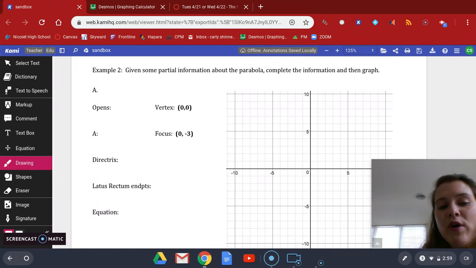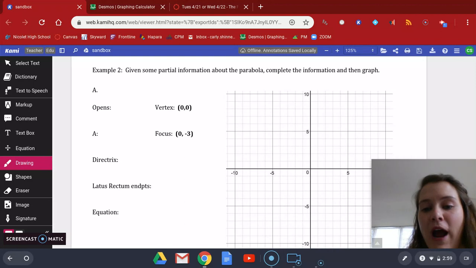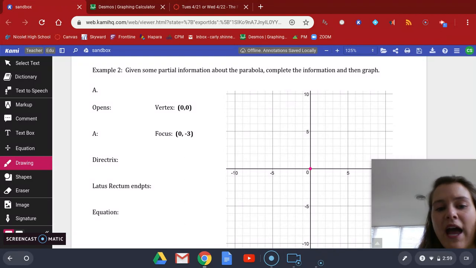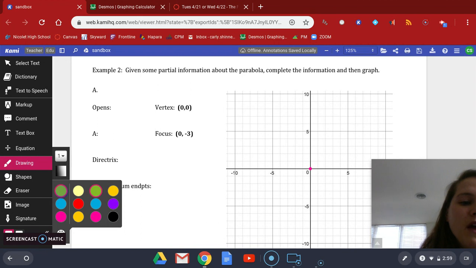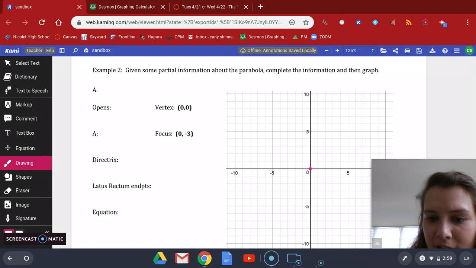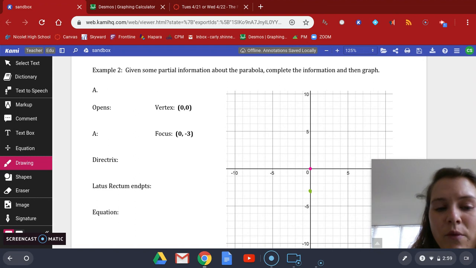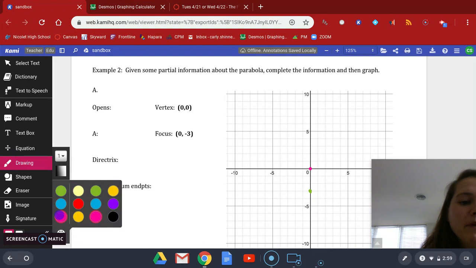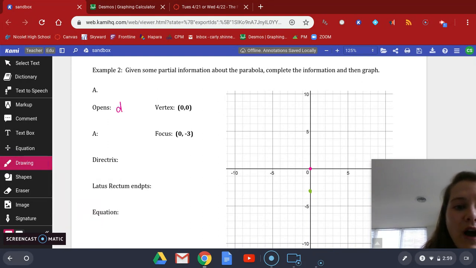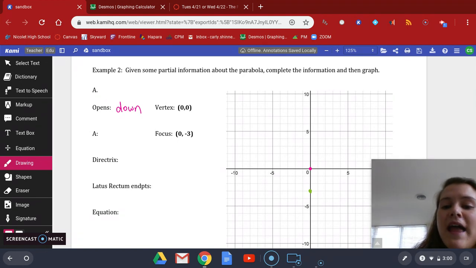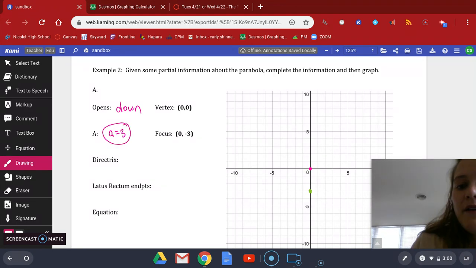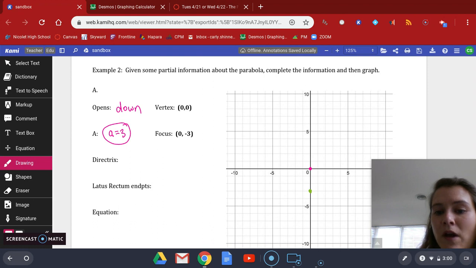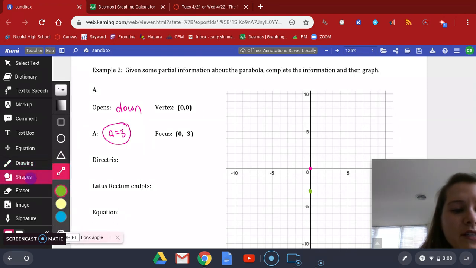So this part, I'm going to give you some partial information about the parabola, and you fill in the rest. So my vertex is 0, 0. My focus is 0, -3. So right away, that tells me that my parabola is going to open down because the foci is in the direction down from my vertex. And my a is going to be 3, since it's 3 units away from the vertex.